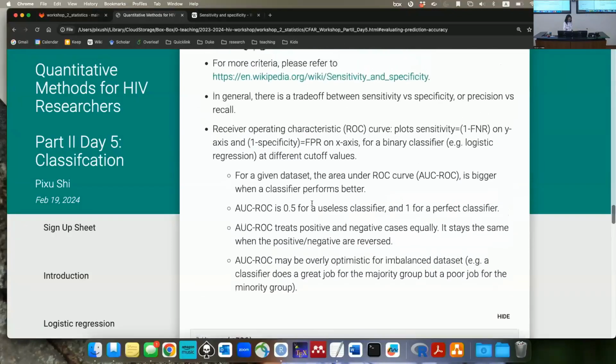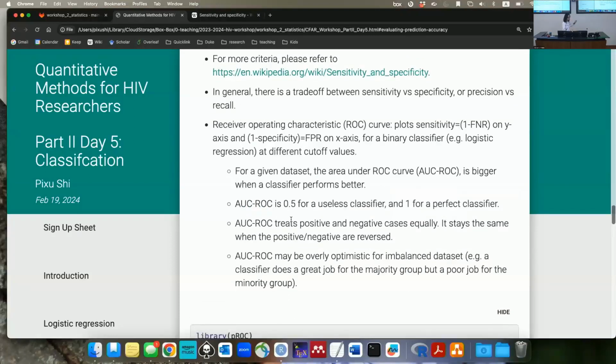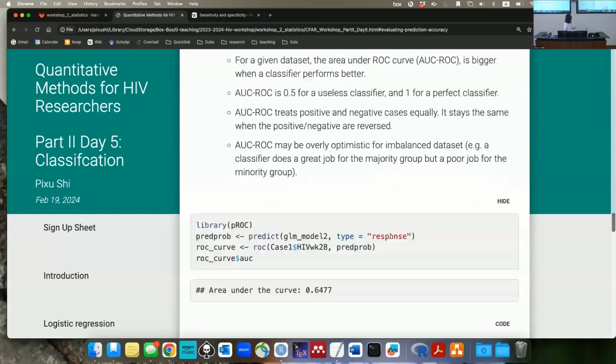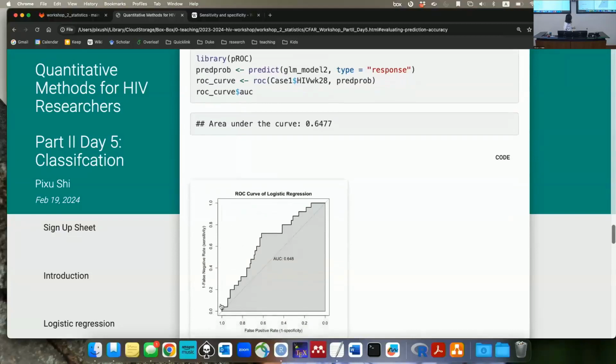So the ROC curve, the area under it is going to be 0.5 if you have a useless classifier. We'll give you an example of the useless classifier later to tell you why it's 0.5. And if you have a perfect classifier, then it's going to be 1. So you will have a specificity of 1 and a sensitivity of 1 here. You will have a value here that's characterizing the ROC curve.